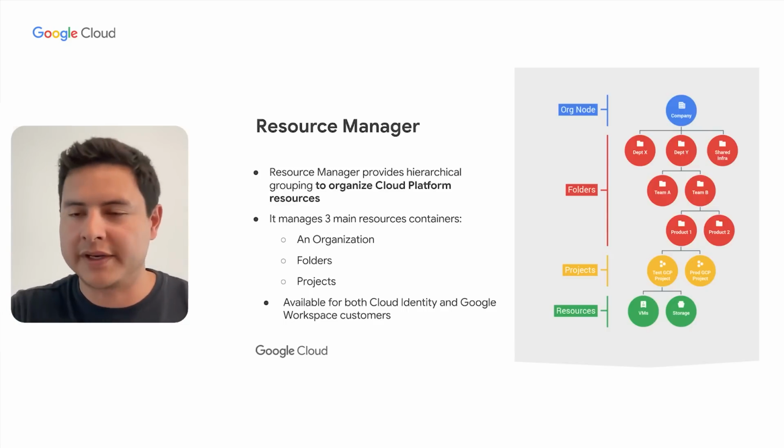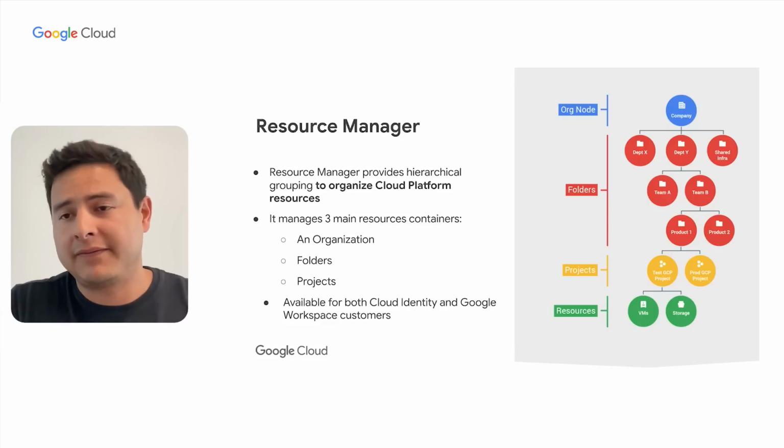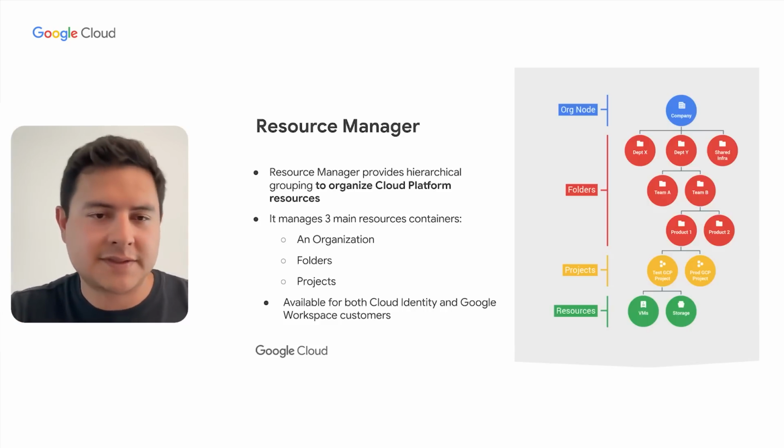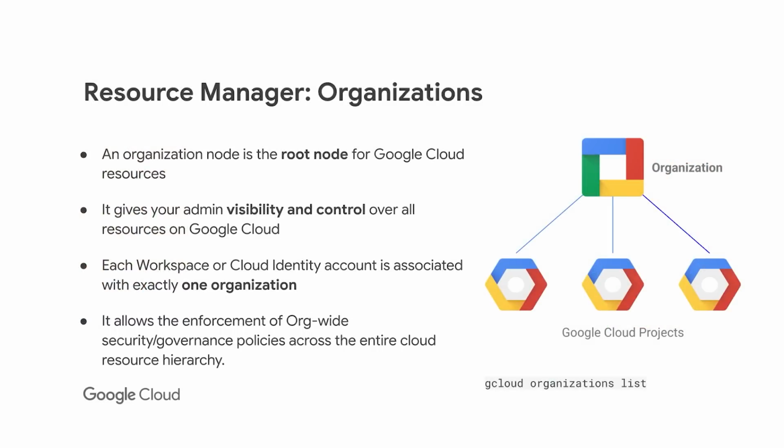This is just an example, but you can have folders within folders if you have products within one team or you have different departments within different departments. Then we have organizations. Organizations, let's double click on that. You have the root node, which is, I'll give you an example, blank.io, right? Blank.io will be the name of your domain, and it gives you the visibility and control over everything that happens inside of the organization. So that will be all your projects. You'll be able to see all the resources within your organization.